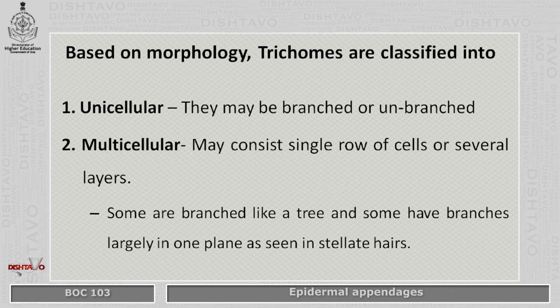The trichomes are classified into unicellular and multicellular types based on morphology. Unicellular means that they are made up of a single cell and they may be branched or unbranched. Multicellular ones consist of a single row of cells or several layers of cells. Some are branched like a tree and some have branches largely in one plane as seen in stellate hairs.